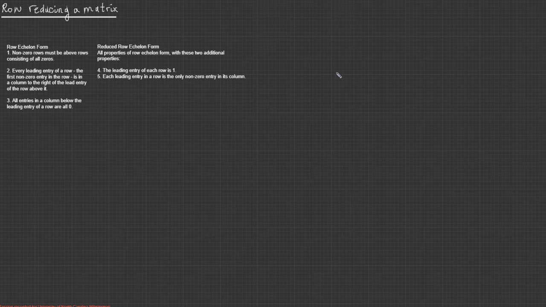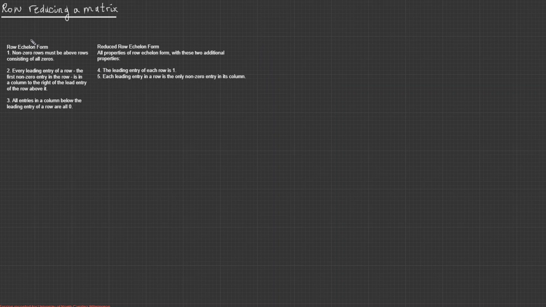So first we should ask, what does it mean for a matrix to be row reduced? Well, there are two different ways we describe a row reduced matrix, row echelon form and reduced row echelon form. So what are the differences between these two? Well, as you can see from the board, I have a side-by-side comparison of these two forms. So let's step through it and make sure to understand the differences between these two.